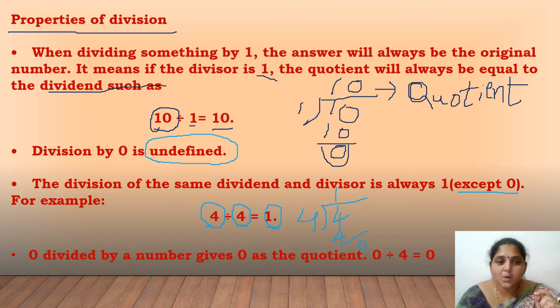Now, 0 divided by a number gives 0 as the quotient. Any number divided by 0 we have not defined, but 0 divided by a number we will be writing as 0 itself. Yes or no? 0 divided by 4, you will be getting 0 only. We will not get any number for division by 0 because it is not defined. These are the properties of division.